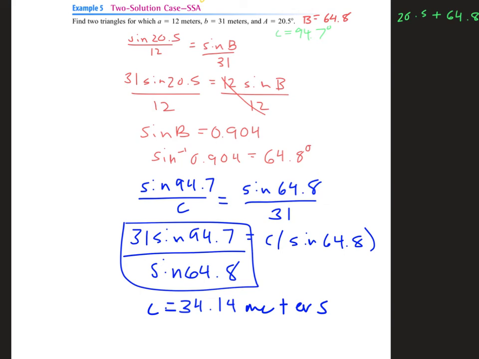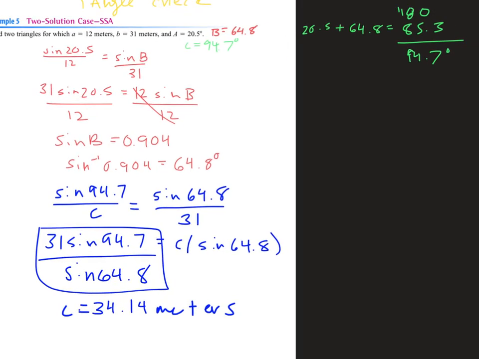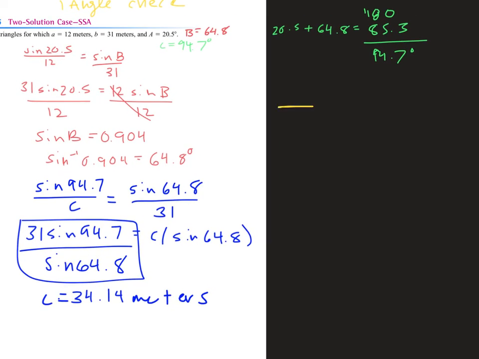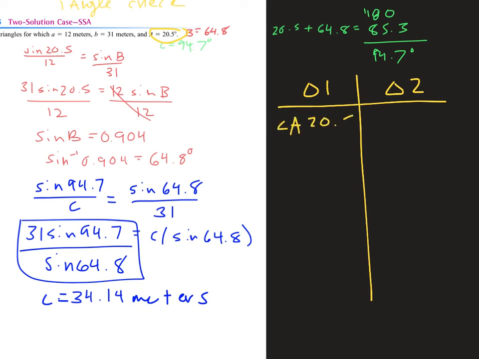All right, so we need to check now to see if we have another triangle out there. So we have triangle 1 and triangle 2. The angle that we started with was angle A, 20.5. First, we found angle B, which was 64.8. Next, we need to find the supplement of B. So what is our supplement? 180 minus 64.8, which is 115.2.